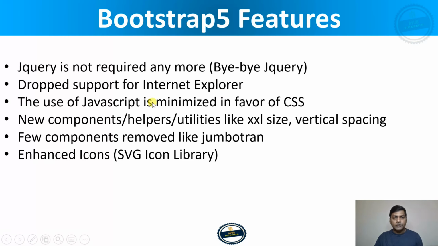The use of JavaScript is minimized in favor of CSS and a few new components are added. Helpers and utilities are added, like we can see the double XL size and spacing, and we have more that I'm going to cover in our upcoming videos. A few existing components like Jumbotron have been removed and replaced with different new components, and we'll see that. They also enhanced the icons, and the glyphicons library has been improved and we can see more glyphicons.